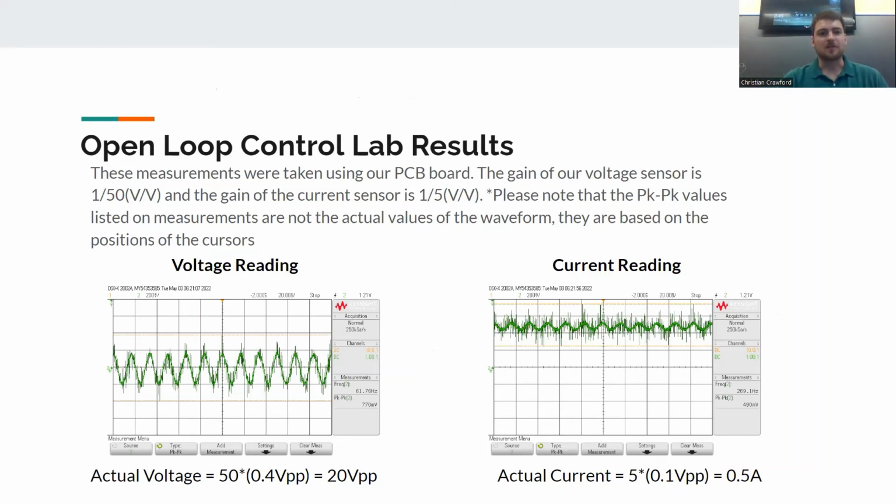In the lab, we set up an open loop control test on the oscilloscope in the open lab. During that, we found that the actual voltage was 20 volts peak to peak, or 10 volts peak. The actual current was then captured by measuring the difference in voltage on the oscilloscope, and was found to be 0.5 amps.